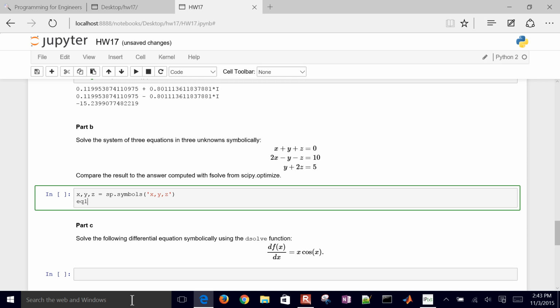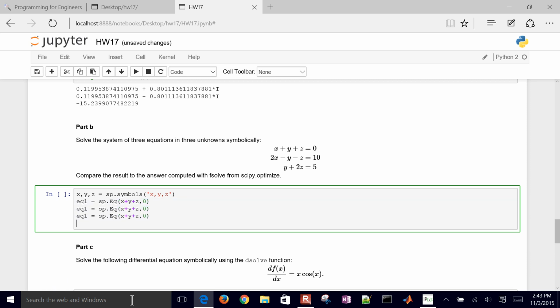Then I'm going to come up with equation 1, and let's use the Eq function. I'm going to have x plus y plus z on the left-hand side, and 0 on the right-hand side. Let me get two more equations here. This one is going to be 2 times x minus y minus z, and on the right-hand side, that's going to be 10. And let's get y plus 2 times z, and then 5.